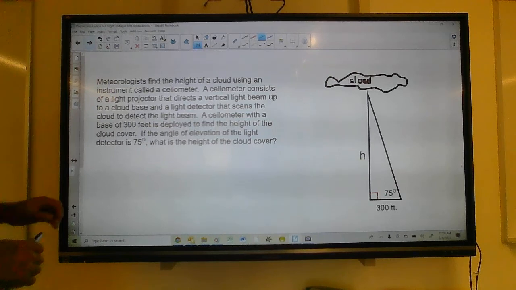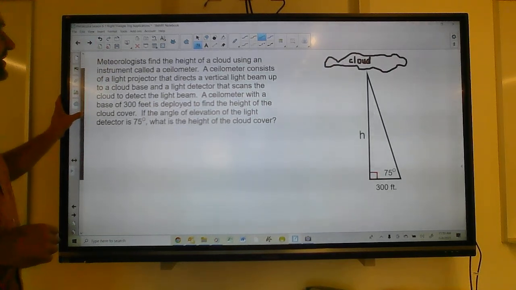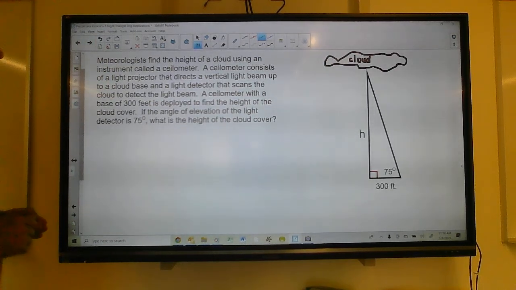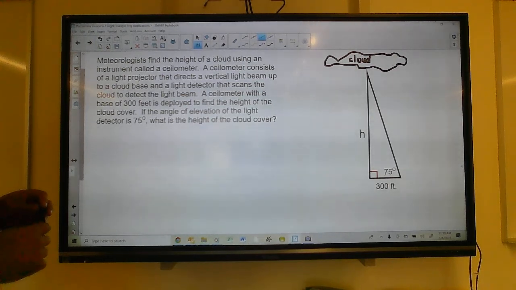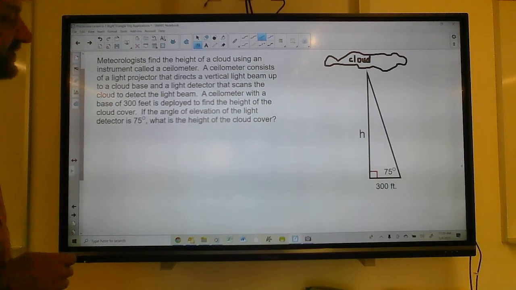Meteorologists find the height of a cloud using an instrument called a ceilometer. A ceilometer consists of a light projector that projects a vertical light beam up to a cloud base and a light detector that scans the cloud to detect the light beam. A ceilometer with a base of 300 feet is deployed to find the height of the cloud cover. If the angle of elevation of the light detector is 75 degrees, what is the height of the cloud cover?